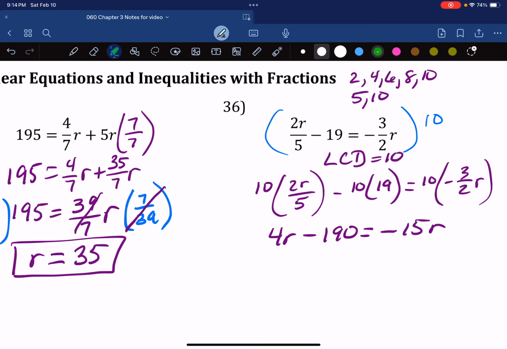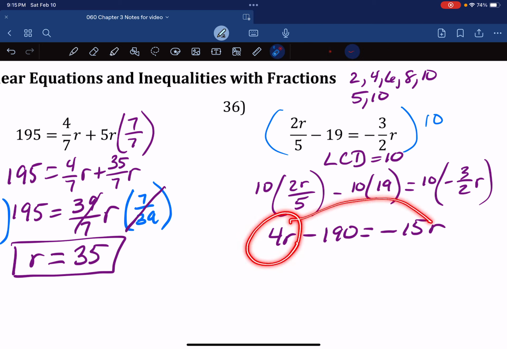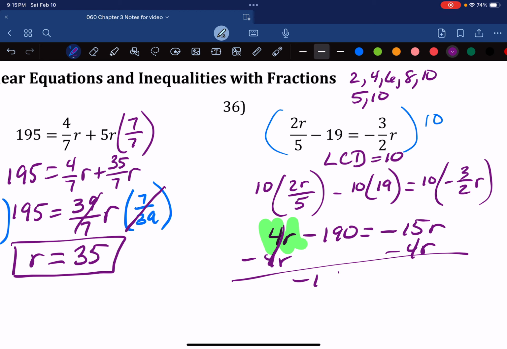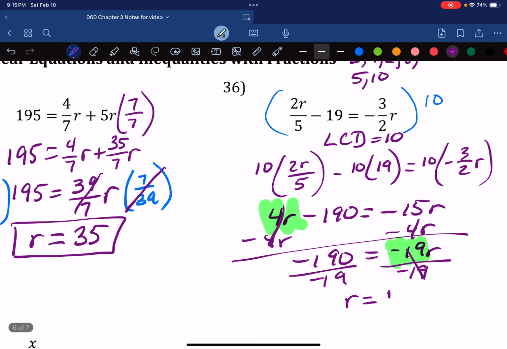I'll start with making sure that my variable terms and my constant terms are on different sides. We do have a constant term on this side, so I want to move that variable term to the side where the other variable term is. So we're going to move the 4r, and now we want to isolate our variable by dividing by our coefficient. And that will leave us with r equaling 10.